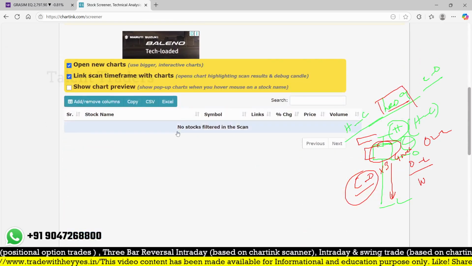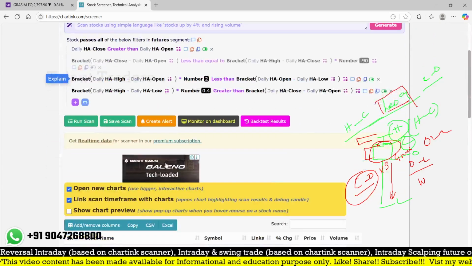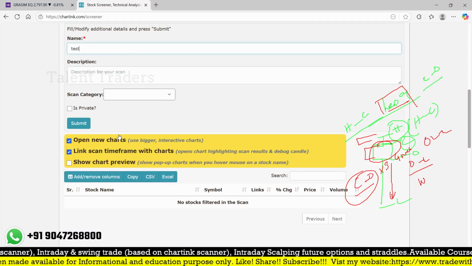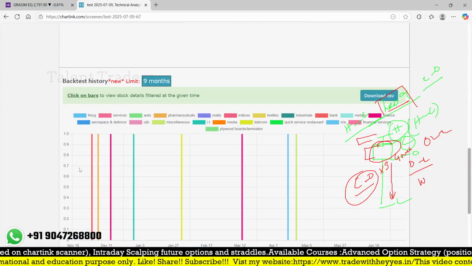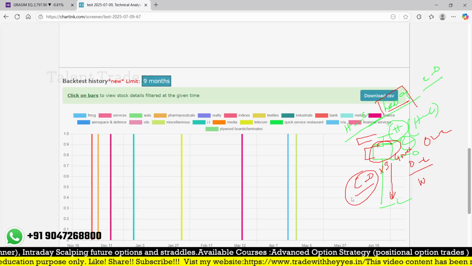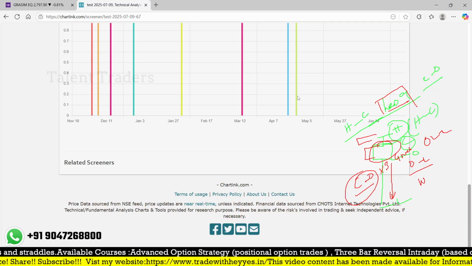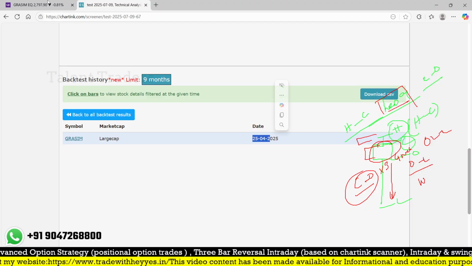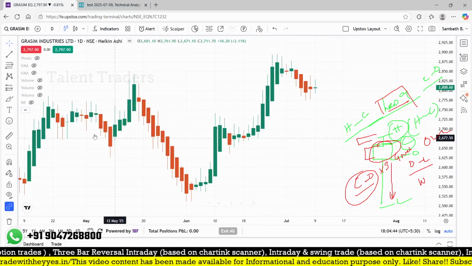And let me run. So we don't have any stocks, I think. Previously, without this condition, we had multiple stocks. So let me save the scan, and we try to check whether it is producing any stocks or not. Yeah, so we have a few stocks forming here. In the backtest report, here is some stock which came. It's Grasim 25.4, that one.